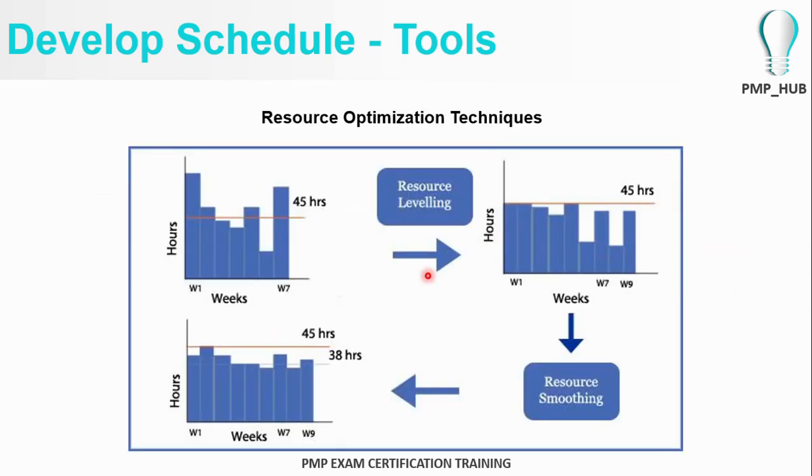So to sum up, first resource leveling, and secondly resource smoothing. The project is supposed to end on week number 7. Because of resource leveling, it will be pushed backward to week number 9, and resource smoothing will be within week number 9, where we can smooth out the resources.